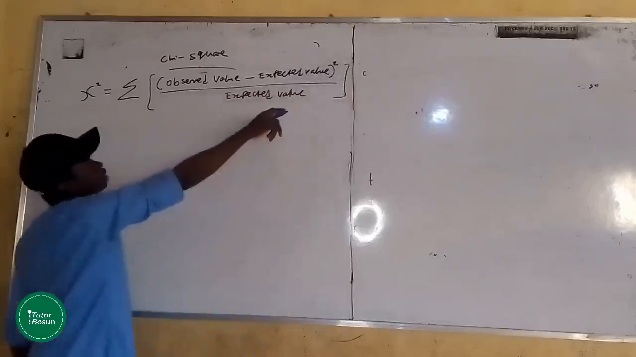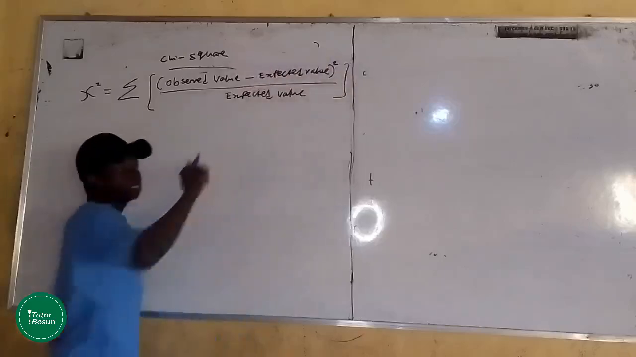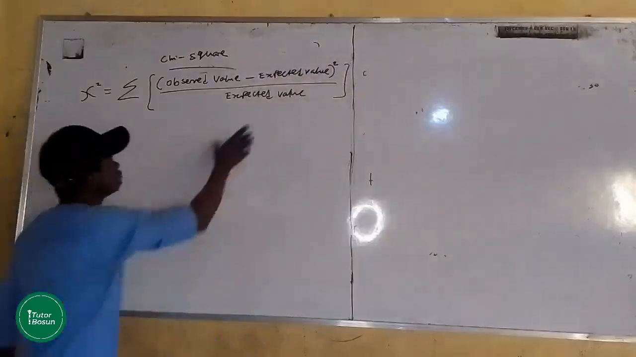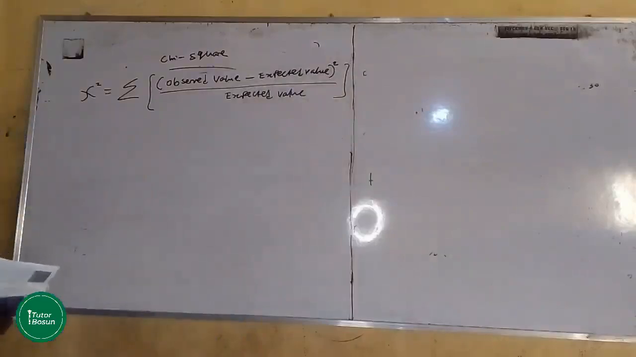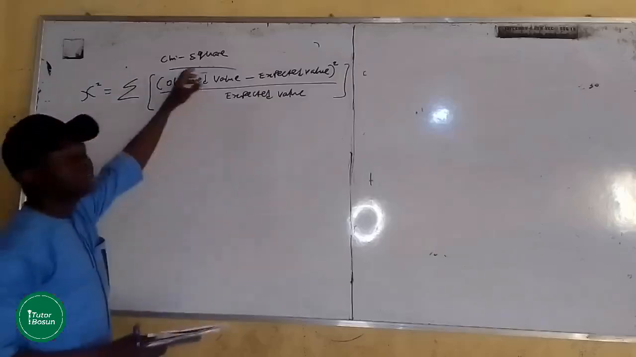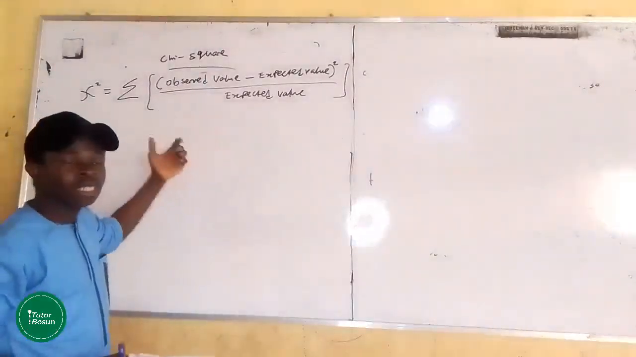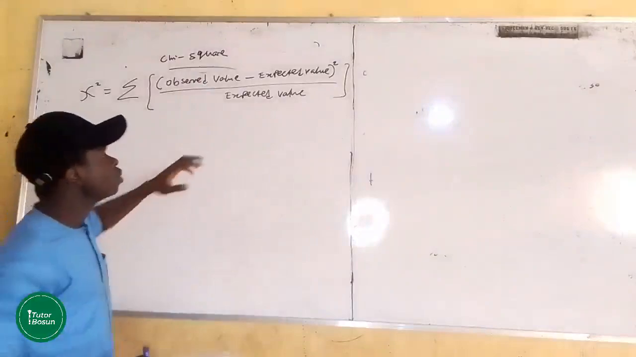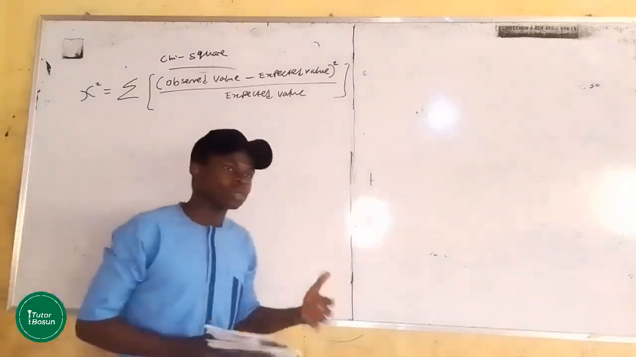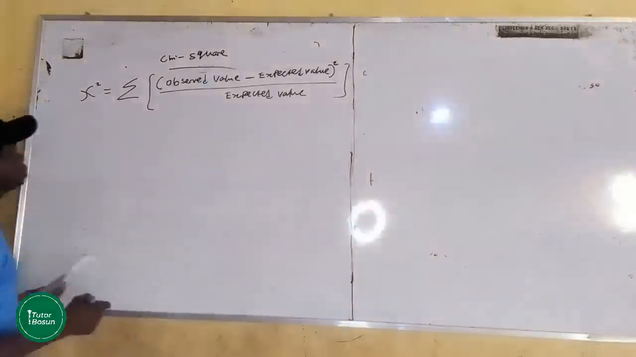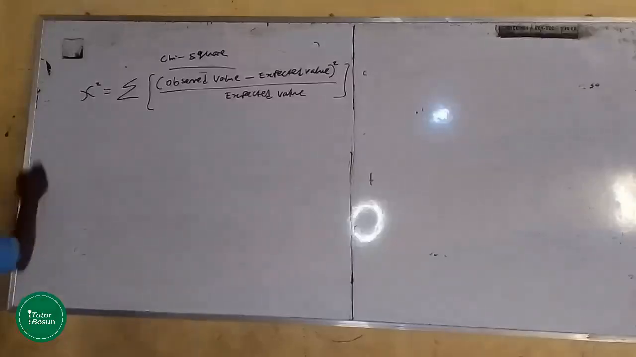Please take note that this square is only affecting the numerator. The square is not affecting your denominator. Please kindly take note of that. Your observed values are the values you are having in the table you are given, that is the data you are given, while your expected values are the data that you are computing by yourself. So without wasting much of our time, let's move into an example.